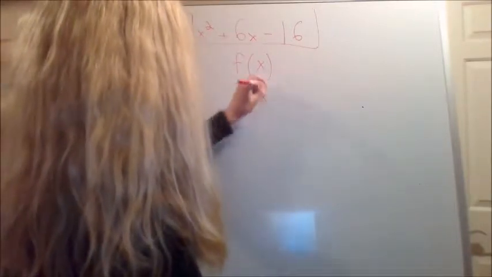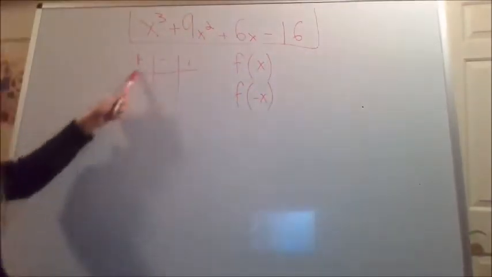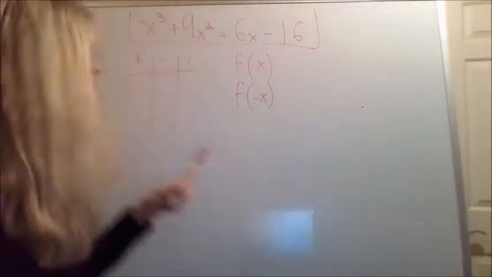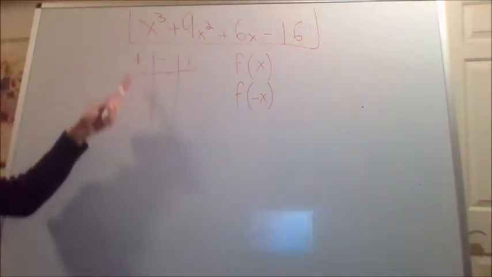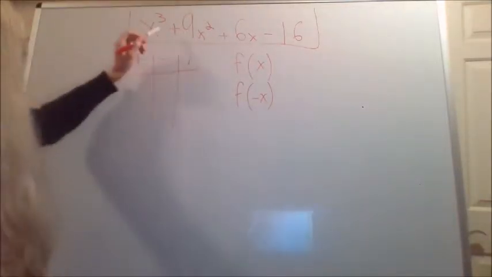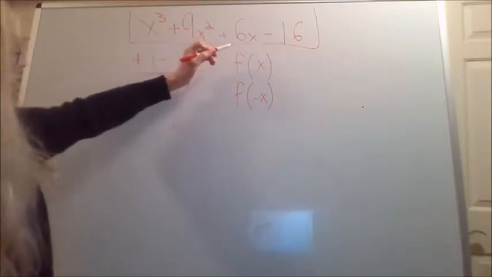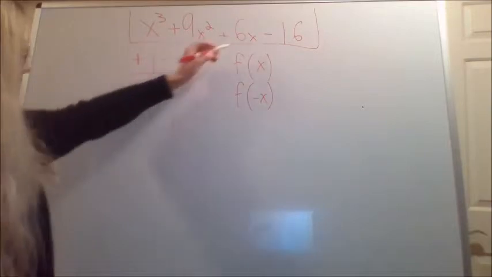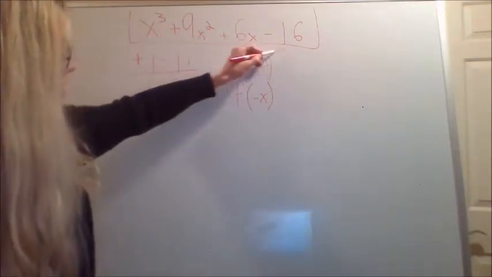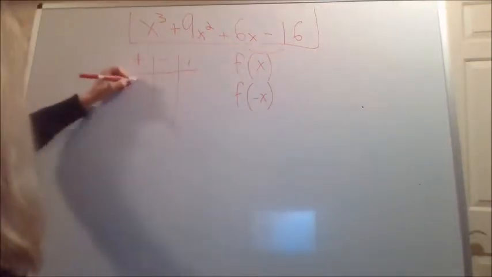of negative x. So if we want to figure out the number of possible zeros for positive zeros, we just look at the coefficients of f of x, and we see where our sign changes are and how many. So right here we have a sign change, so that's one sign change.